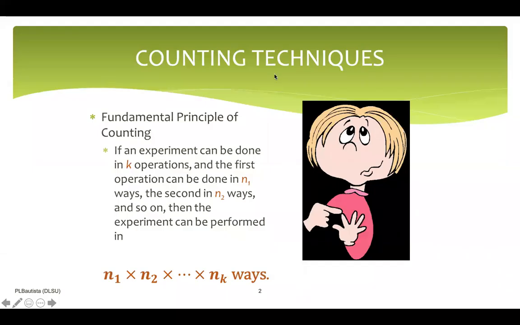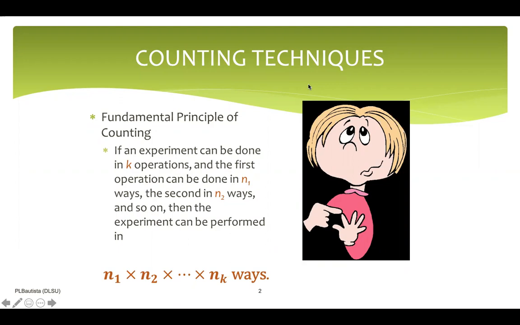In this video, we are going to discuss the counting techniques. And these are techniques which we can use normally in our computations of probability. So there are three counting techniques that we will discuss. The first is called the fundamental principle of counting.